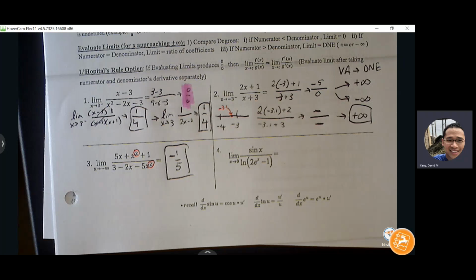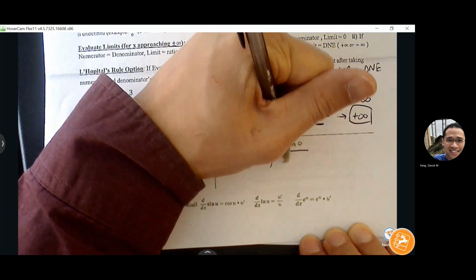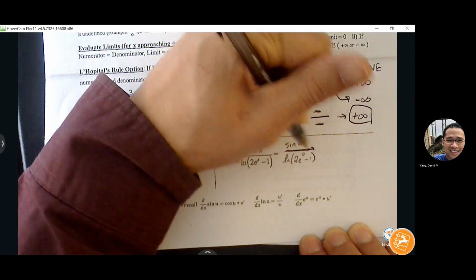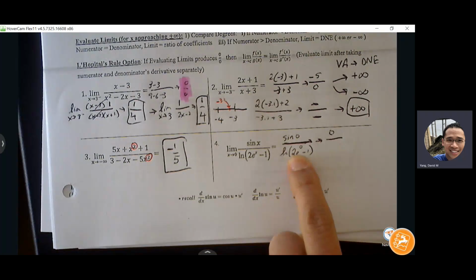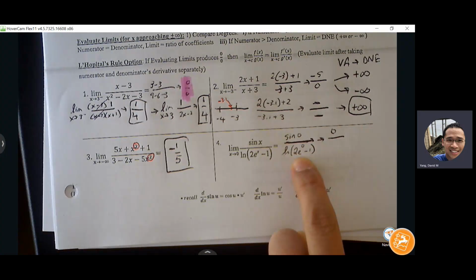Okay, number 4 looks really messy, but regardless, it's a real number, so what should our first step be? Plug in 0, see what happens, right? All right, so sine of 0 is 0. e to the 0 is 1. 1 times 2 is 2. 2 minus 1 is 1. Natural log of 1 is 0. Okay, so we do get 0 over 0.